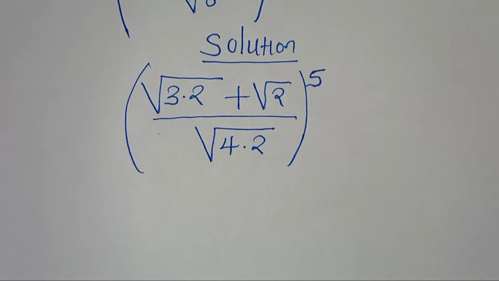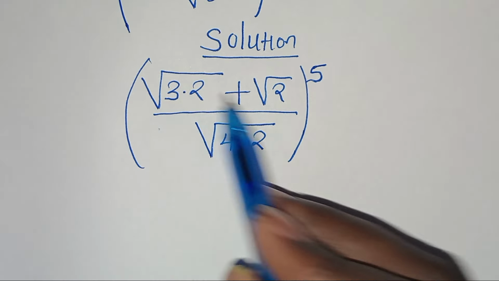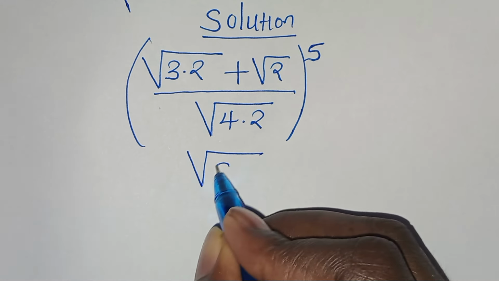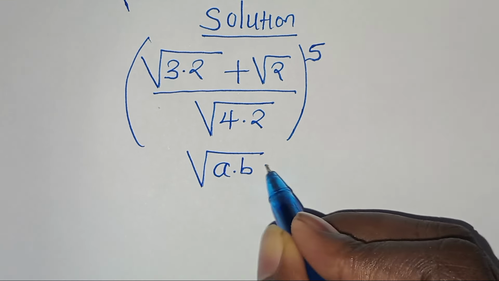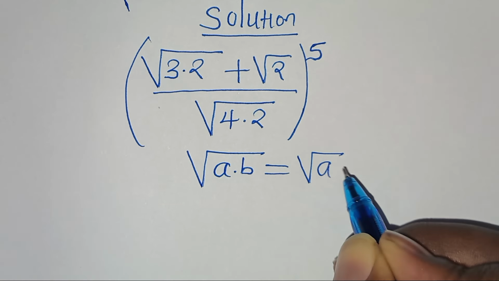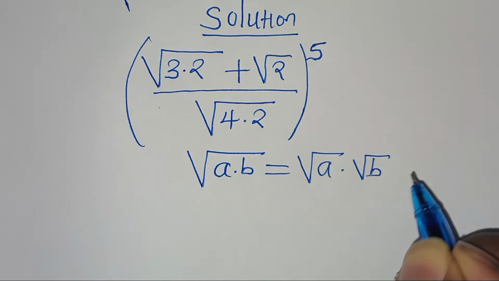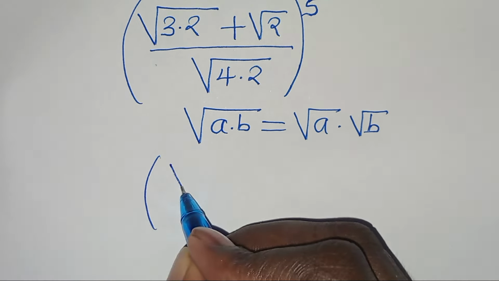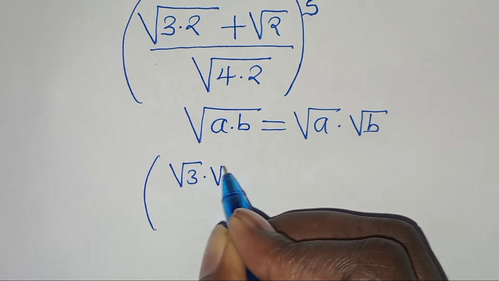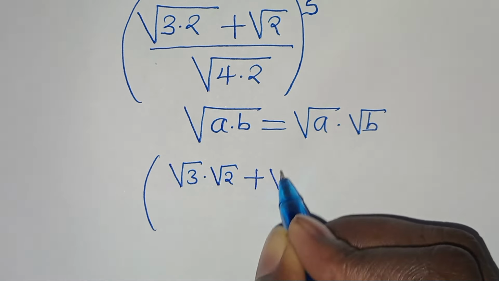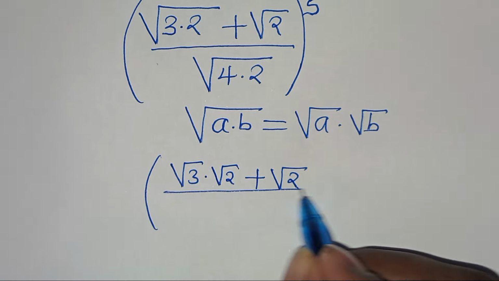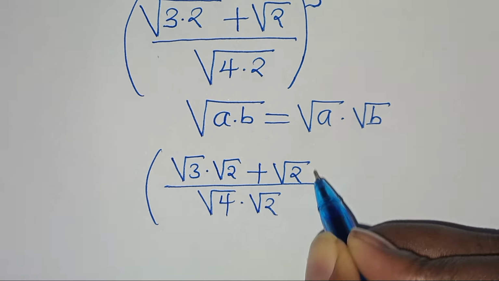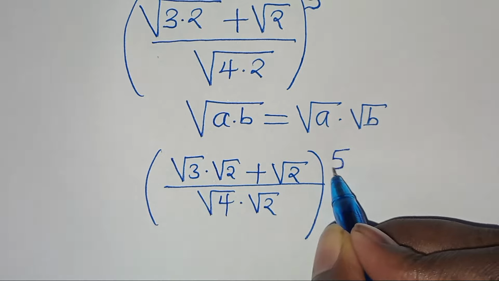Now, the next step is that the square root of 3 times 2 and square root of 4 times 2 are in the form of square root of a multiplied by b, which we can express as the square root of a times square root of b. Applying this property, we have square root of 3 times square root of 2, then plus square root of 2, divided by square root of 4 multiplied by square root of 2, everything here raised to the power of 5.